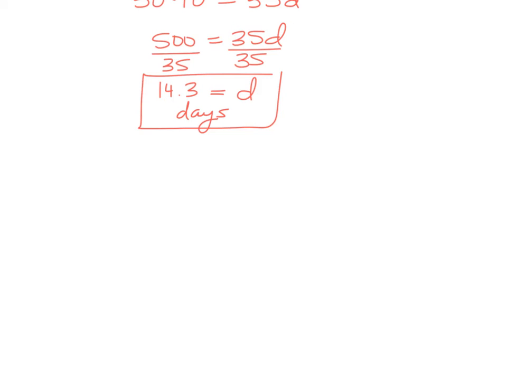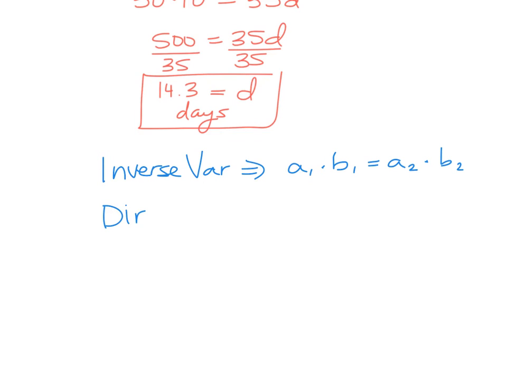Okay, quick recap. For inverse variation, you are going to do products. A1 times B1 equals A2 times B2, okay? For direct variation, you're going to set up proportions. A1 over B1 will equal A2 over B2.